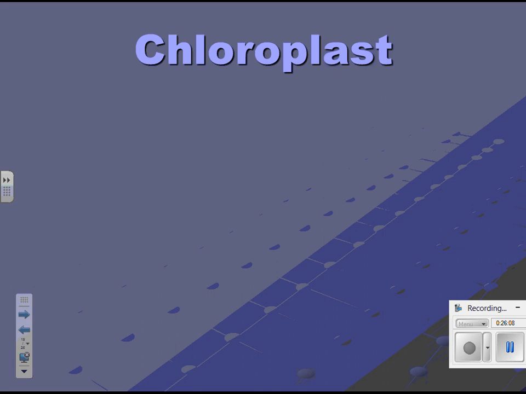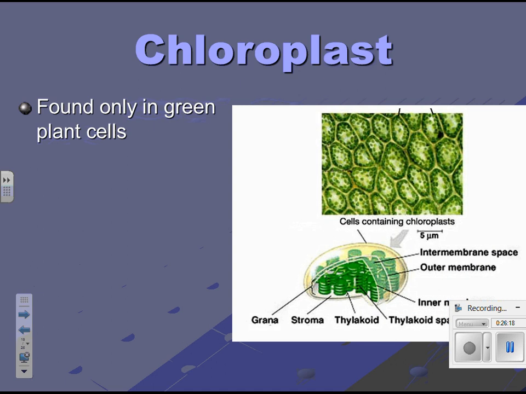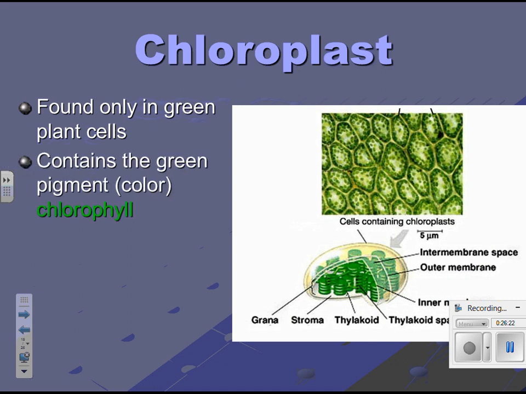Chloroplast. Chloro means green. So what type of cell do you think this is going to be in? This is in your plant cells. It's only in green plant cells. Chloroplasts are very important because they contain something called chlorophyll, which gives plants their green color, and it also helps plants make food. Find it on your paper.